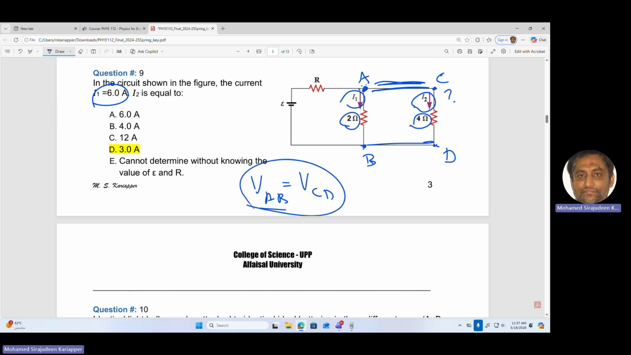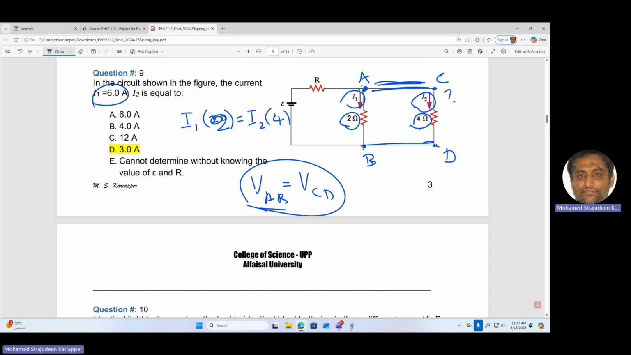This is the thing that we use now. The potential difference across the resistance 2 and the potential difference across the resistance 4, they are parallel. It's very clear they are parallel. So the voltage across 2 ohms and the voltage across 4 ohms is equal. From Ohm's law, the voltage across AB will be I1 into 2, and the voltage across 4 ohms will be I2 multiplied by 4. Right, so this is the principle.